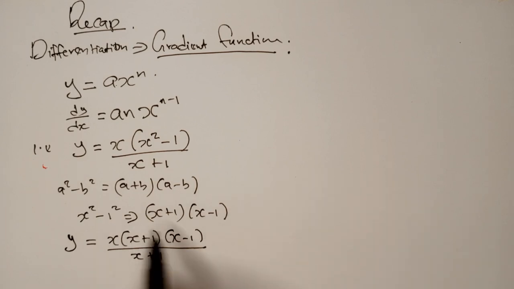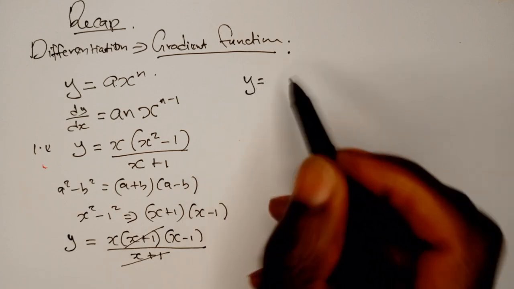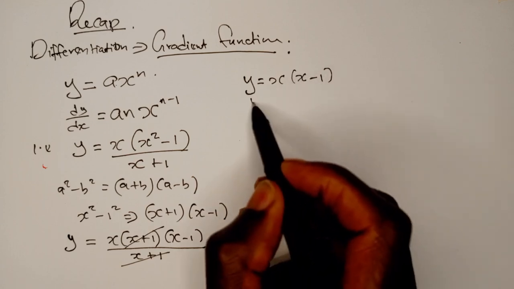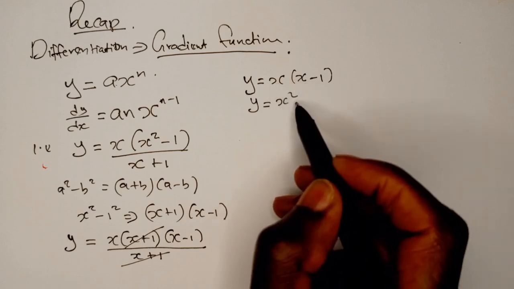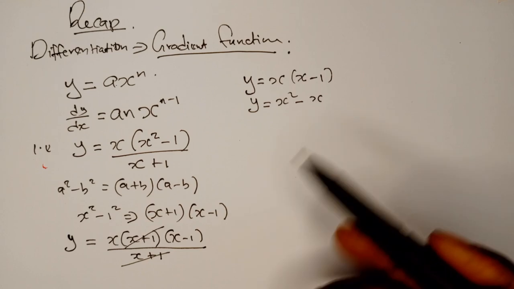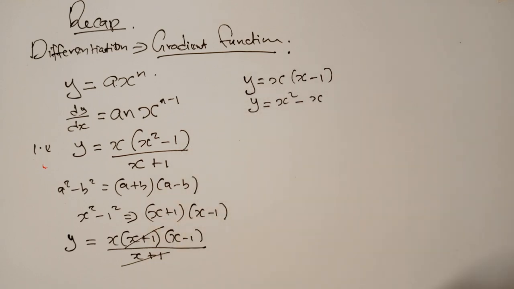So you can now simply check the common factors in the numerator and denominator. Here we have x plus 1 and x plus 1, so you're going to remain with y equals x(x minus 1). Simplified, this will give you x squared minus x. So you multiply x with everything inside that bracket. Now when it is in this form, it is very easy for you to differentiate.